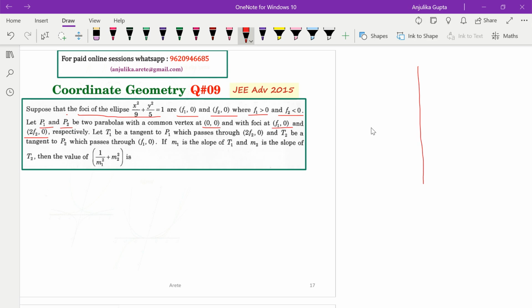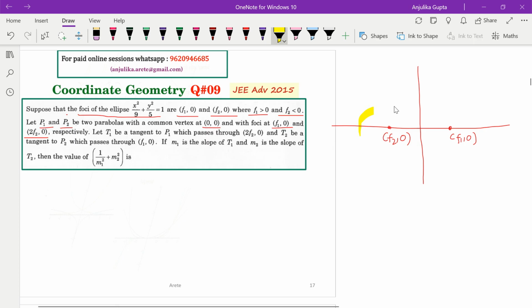Okay, so you have this ellipse, which has foci f1, 0. F1 is positive, so I'm going to make f1 right here, f1 comma 0, and the other one is f2 comma 0. These are foci of the ellipse. If you want you can draw the ellipse also, but not needed much. Let me just finish that. Okay, so this is your ellipse.